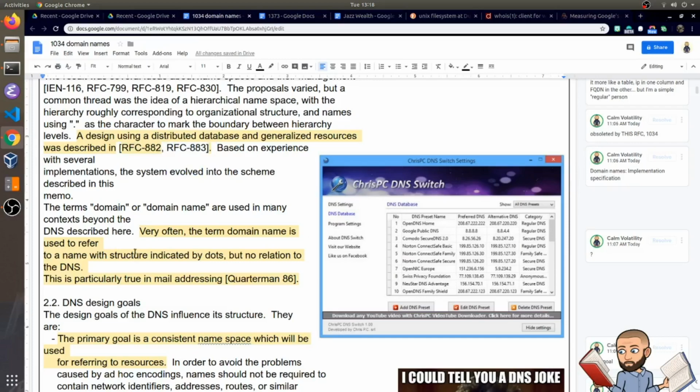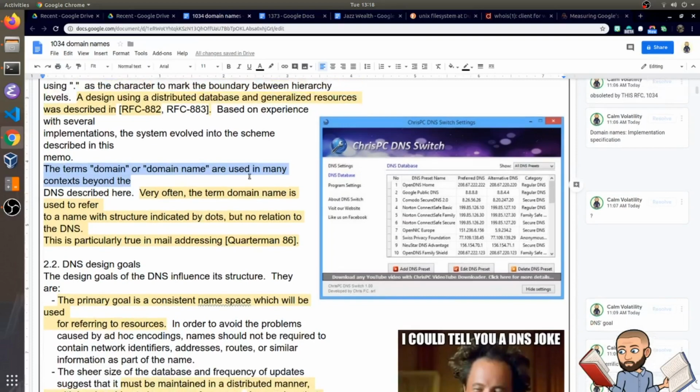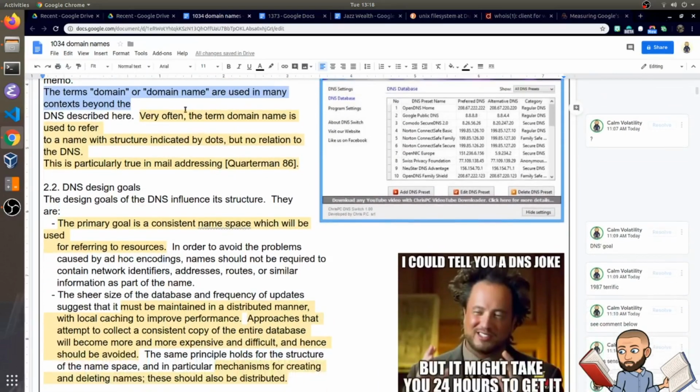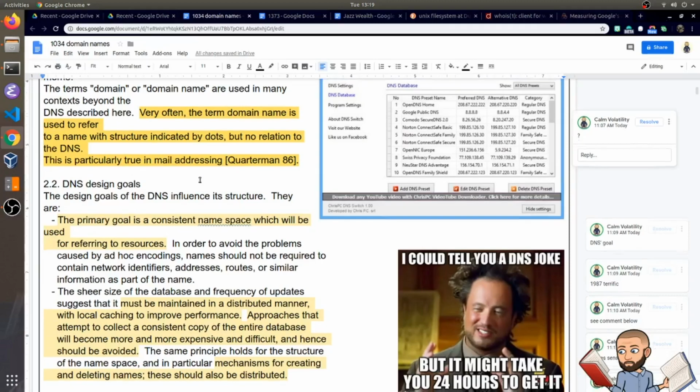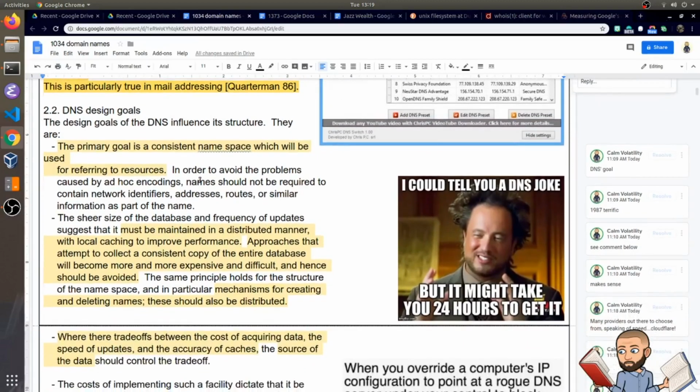And before we dive much more into the details here, they do point out that the terms domain name are used in a few different contexts. Very often the term domain name is used to refer to a name with structure indicated by dots but no relation to the DNS. And my question mark here is because I don't know what he means when he says this is particularly true in mail addressing. But regardless, just be aware of that semantic issue as we progress here.